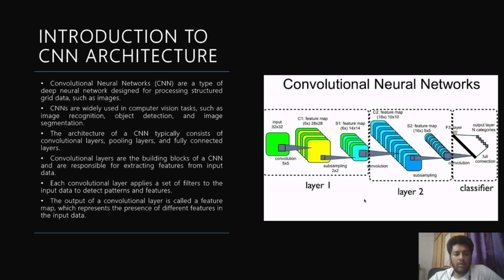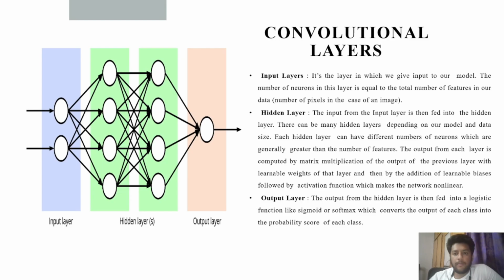So the architecture of a CNN typically consists of convolutional layers, then pooling layers, and then fully connected layers. The convolutional layers are the building blocks of a CNN and are responsible for extracting features from input data. Each convolutional layer applies a set of filters to the input data to detect patterns and features. The output of a convolutional layer is called a feature map, which represents the presence of different features in the input data.